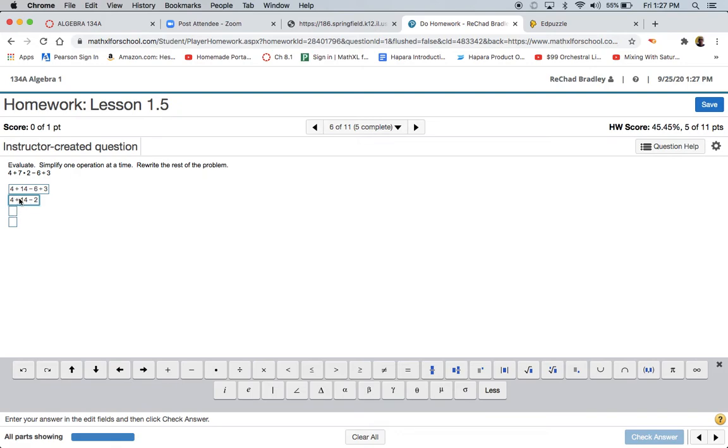Now it's all students. 4 plus 14, the first student in line is 18 minus 2, and 18 minus 2 is 16.